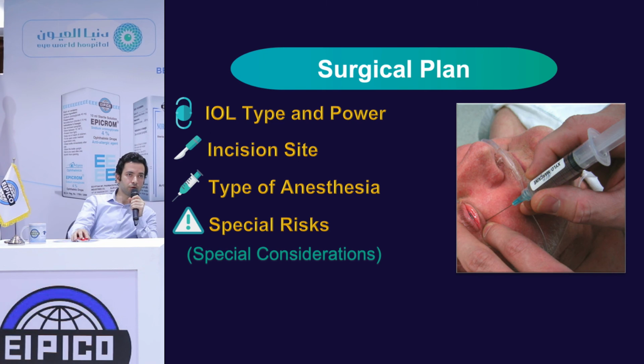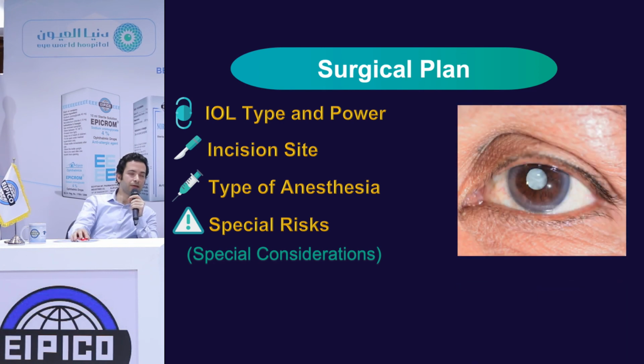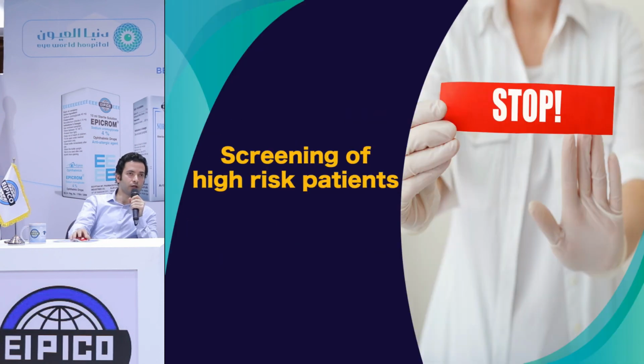The type of anesthesia also is important to note before the surgery. So if this patient is a candidate for topical or subtenon anesthesia, or peribulbar or retrobulbar, this should also be noted. And finally, you should note what are the specific risks. Sometimes the patient will have a specific situation that makes the surgery difficult, and this is what will be addressed now in the final part of our lecture, which is some high-risk patients.